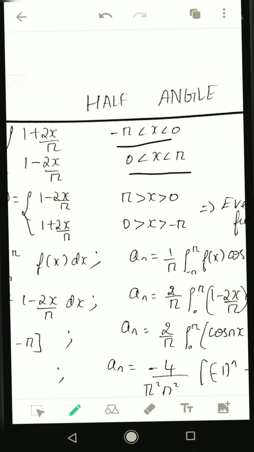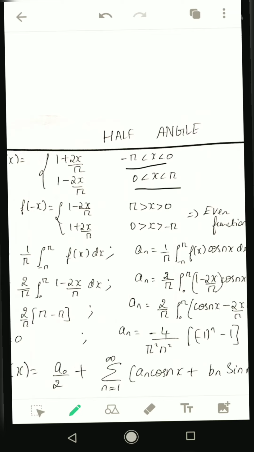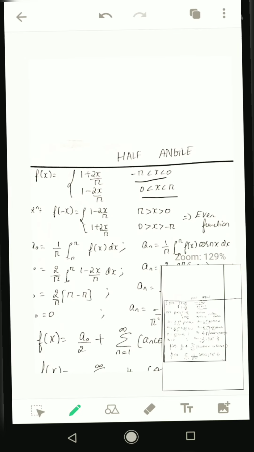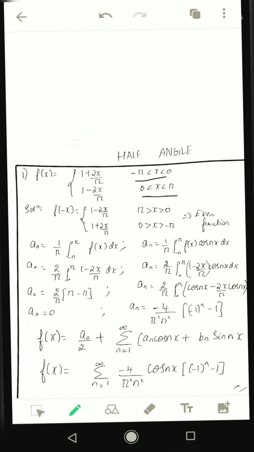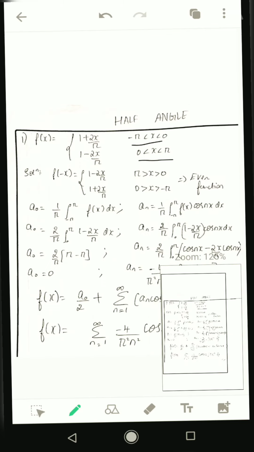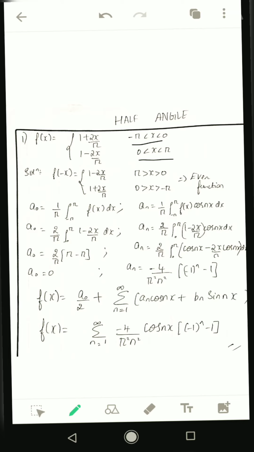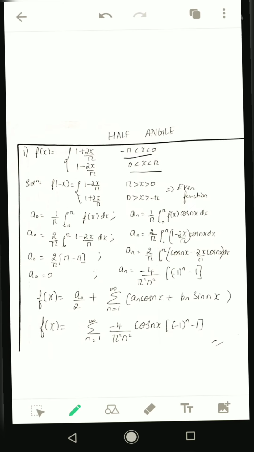So you change the symbol, and here it's a less than symbol, and you convert it to greater than. You just change the sign. The sign of x will not change, but the sign of pi and 0 will change. Since it's an even function, you will find a naught and an, but bn is 0. And do the same thing, substitute the values in f of x.